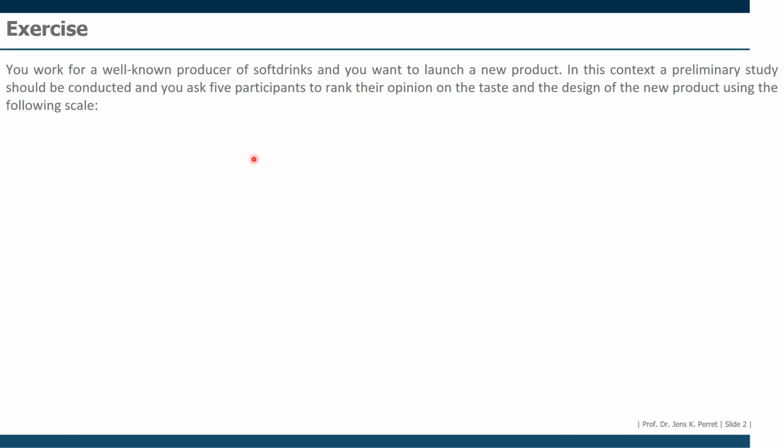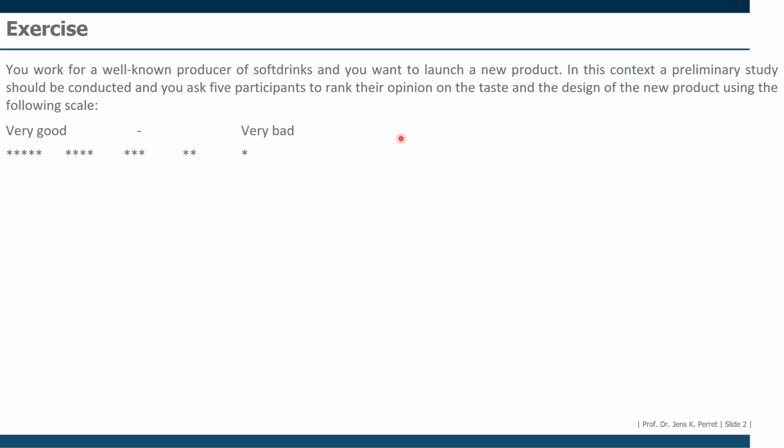Here we have, you work for a well-known producer of soft drinks and you want to launch a new product. In this context, a preliminary study should be conducted and you ask 5 participants to rank their opinion on the taste and the design of the new product using the following scale. Now we have here a scale based on star assignment, or asterisk assignment, from very good to very bad.